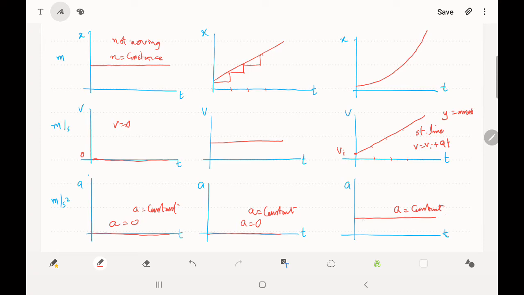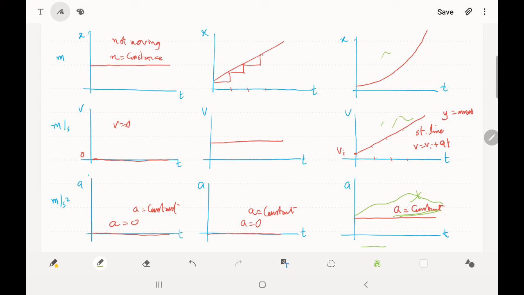Now we could have variable acceleration also. So if the acceleration itself is not constant, then these curves would be far more complicated, and in this course we will not consider this case. We will only take the case of constant accelerations, which may be 0, positive, or it may be negative, but the acceleration will be constant.